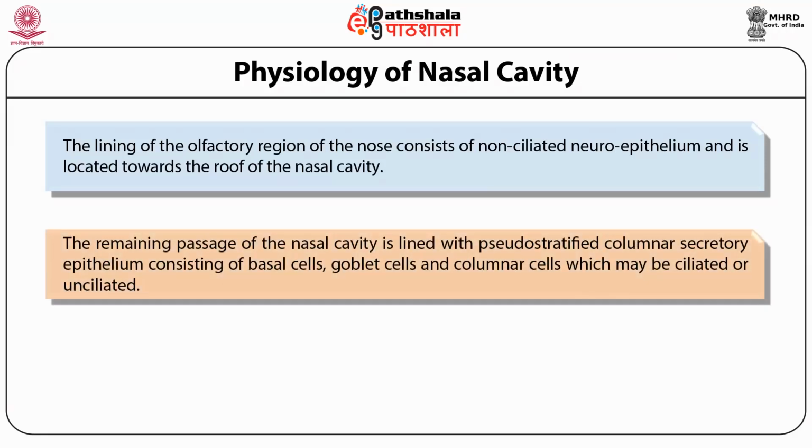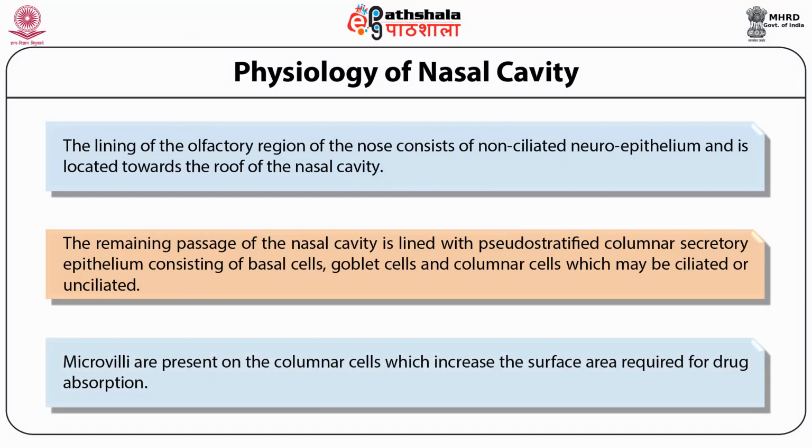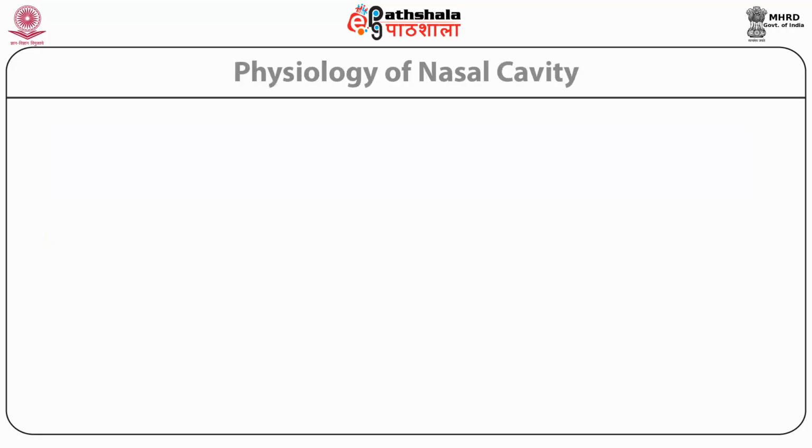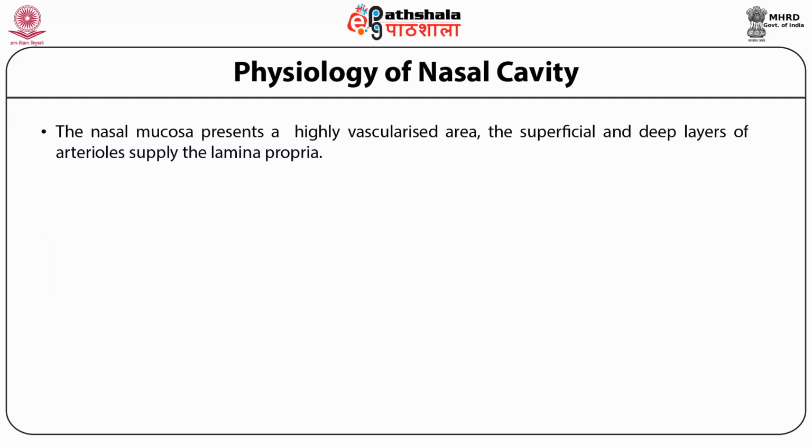The remaining passage of the nasal cavity is lined with pseudostratified columnar secretory epithelium consisting of basal cells, goblet cells, and columnar cells, which may be ciliated or unciliated. Microvilli are present on the columnar cells, which increase the surface area required for drug absorption. The nasal mucosa presents a highly vascularized area.